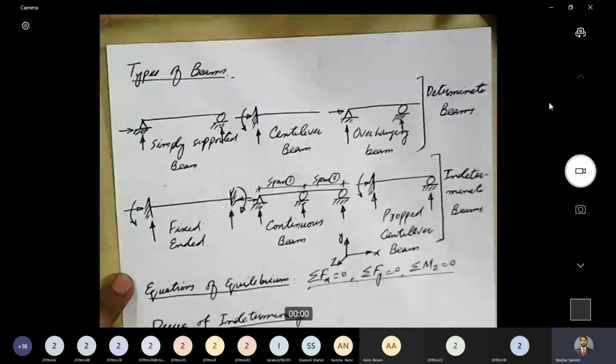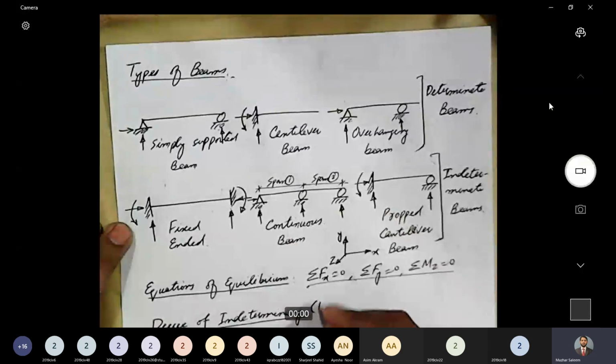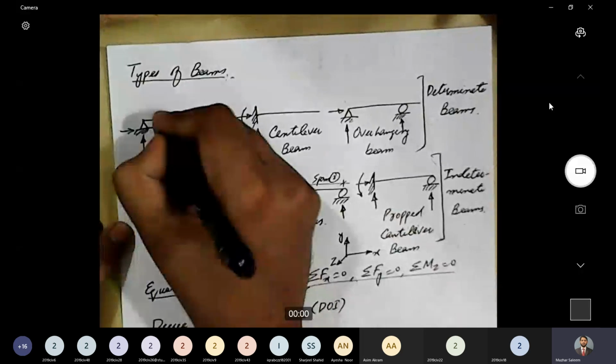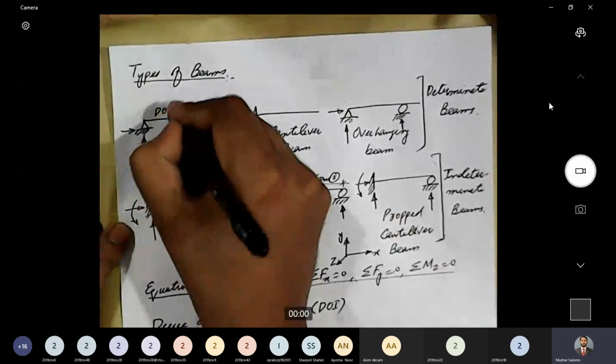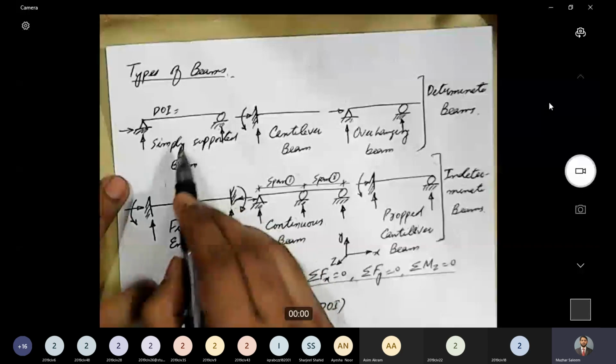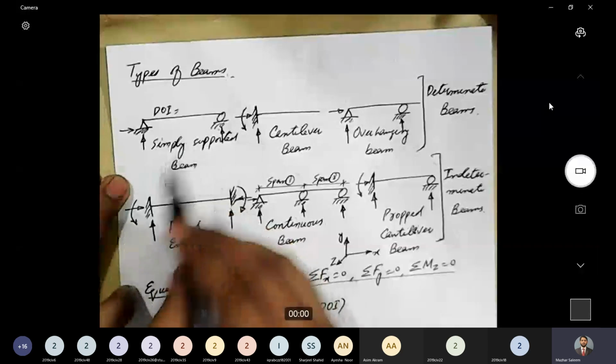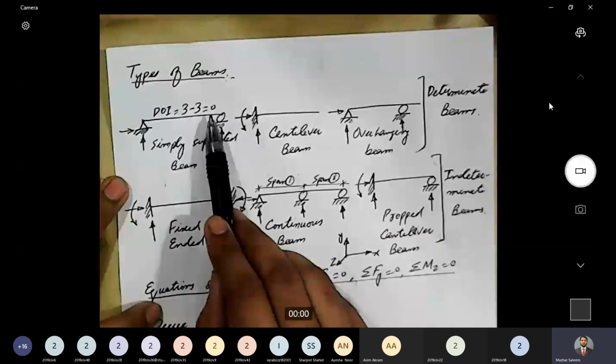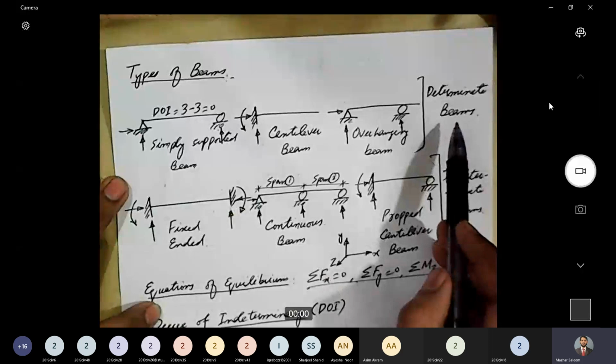For example, if I abbreviate degree of indeterminacy as DOI, so degree of indeterminacy for a simply supported beam would be what? How many reactions are there? 3 reactions. How many equations are available? 3 equations. So 3 minus 3 equal to 0. So degree of indeterminacy of a simply supported beam is 0, and that is why it is a determinate beam.